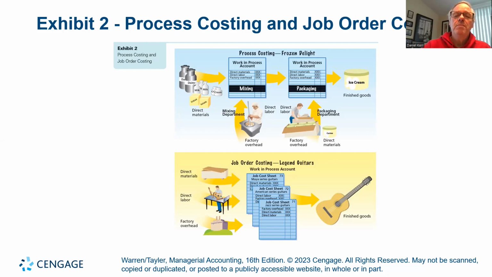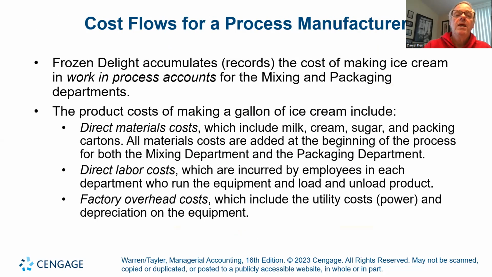So there in picture form is the difference between job order costing, individual unique jobs, and process costing, where we've got the processes that homogeneous product goes through. So we're going to record the cost of frozen delight, making the ice cream. We're going to use work in process. And we're going to have work in process for mixing and packaging. So the work in process that we accumulate for mixing, when it's ready to be transferred out, is going to be transferred to the packaging department.